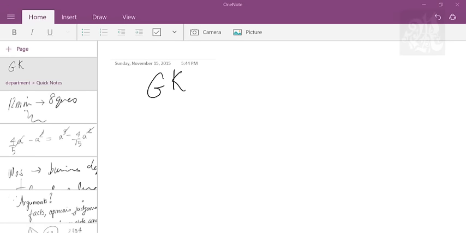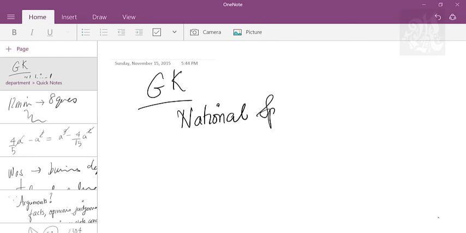For GK and IIFT, you might read about national sports. Note the topics down depending on last year: national sports, or the achievers and all that. Read about the sports, what the significance of these sports is in the country, and who are the best players of the same. Okay? National sports.